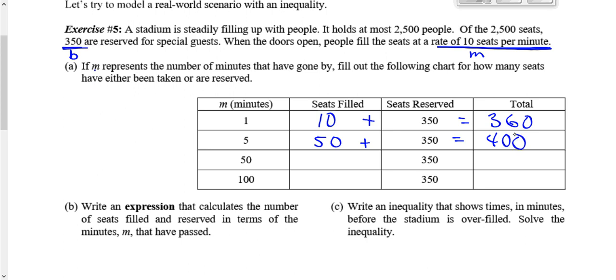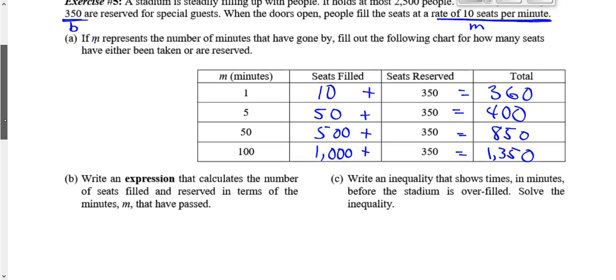So just keep filling this out here. After 50 minutes, 500. That's 500 more seats altogether. 850. So that equals 850. And after 100 minutes, that's 1,000 plus 350, which equals 1,350 seats already taken up in the, well, it would be a gymnasium most likely, not an arena, okay?